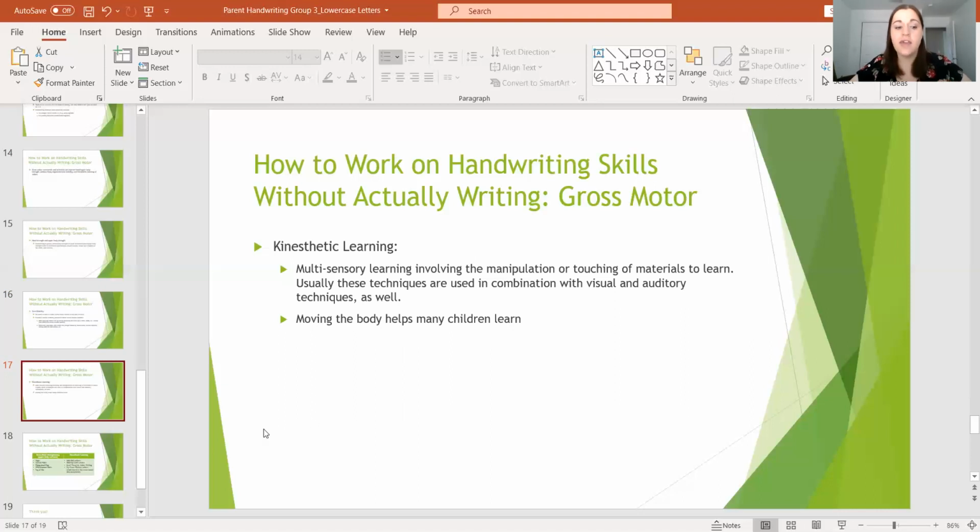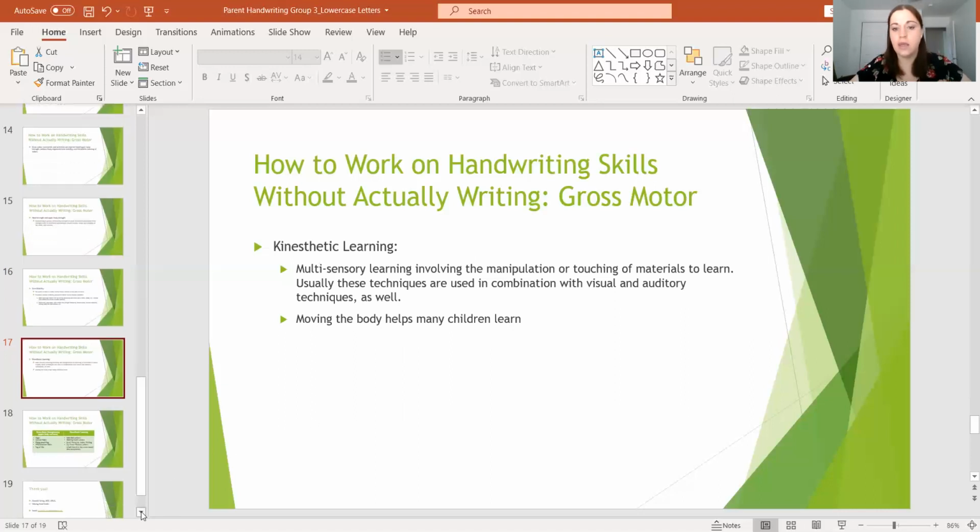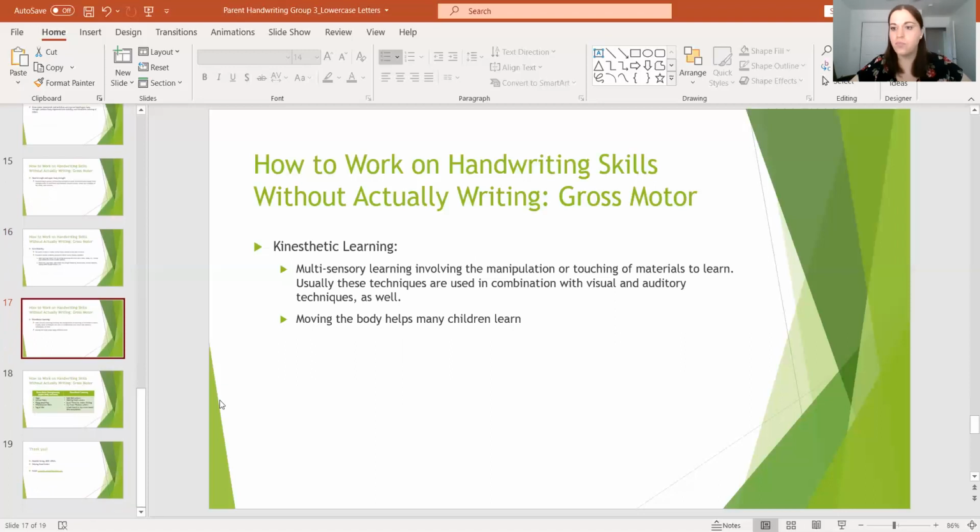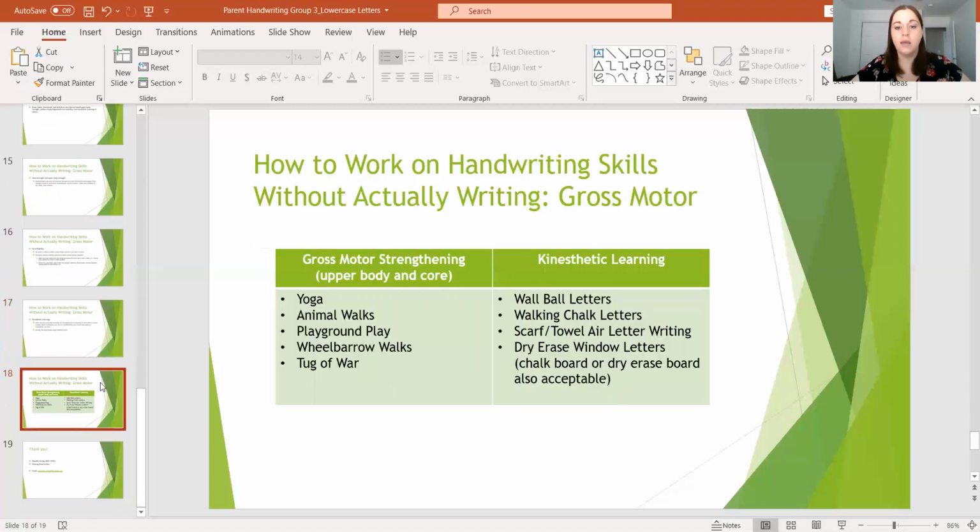And what that means is that in order to learn best, they need to move their body. So when we think of handwriting, how are we going to help our kinesthetic learners with handwriting? And the answer is, if you look at the most right column here, there are a lot of gross motor movements that you can do to practice writing. You can do wall balls, so taking a small tennis ball or something of that size and rolling the ball on the wall so that they are physically making that letter using their body.